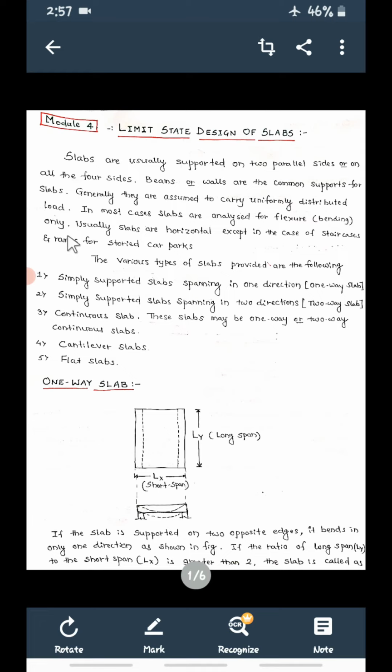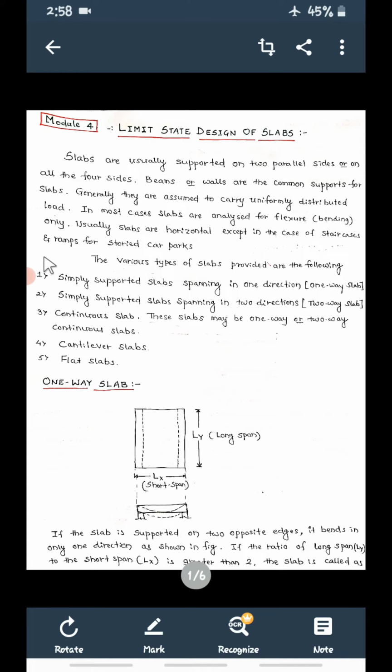Then usually slabs are horizontal. In most of the cases, slabs are horizontal, except in cases of staircases and ramps for storied car parkings. If you take the example of large buildings, commercial buildings, or shopping complexes where ramps will be provided, this ramp is nothing but a slab, an inclined slab. And in a staircase also there will be an inclined slab. Otherwise, in most of the cases, it will be horizontal only.